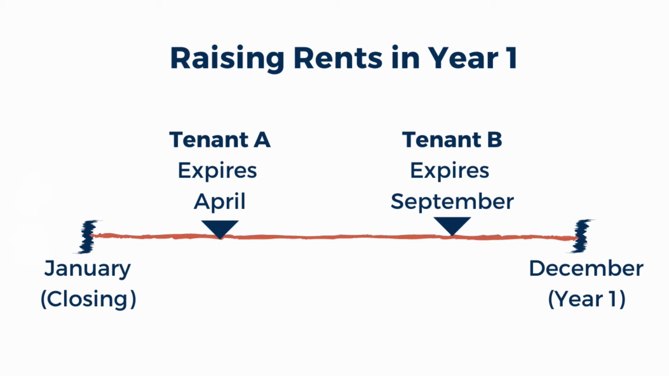So let's say we close on the property in January. Tenant A's lease expires in April. There's 4 months you can't do anything to that unit. And tenant B, that lease expires in September. You have to wait 9 months before you're going to be able to increase rents there. So be cognizant of that.